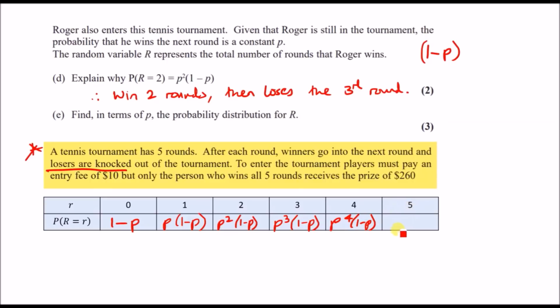But in this case, he won all 5 games, so you just write p to the power 5. You don't write 1 minus p, because after you win 5 games, you've won. You can't lose anymore. And that's it. That's literally this part done.